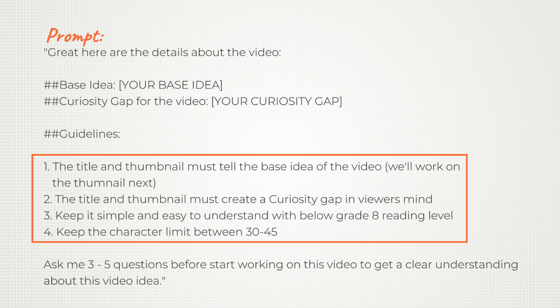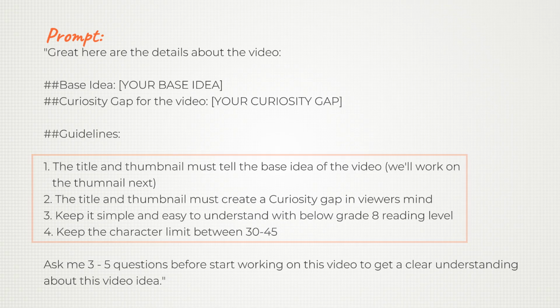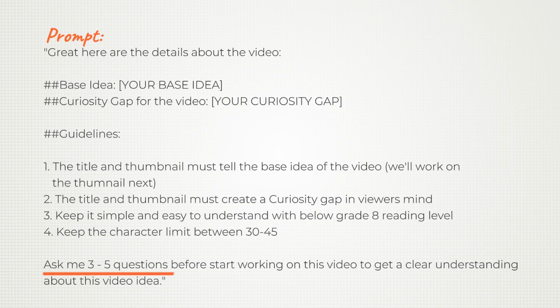Number one, the title and thumbnail must tell the base idea of the video. We'll work on the thumbnail next. Number two, the title and the thumbnail must create a curiosity gap in viewers' mind. Number three, keep it simple and easy to understand with below grade 8 reading level. Number four, keep the character limit between 30 to 45. Ask me 3 to 5 questions before starting work on this video to get a clear understanding about this video idea."